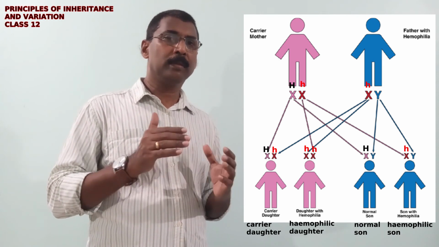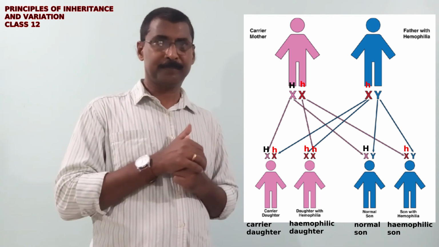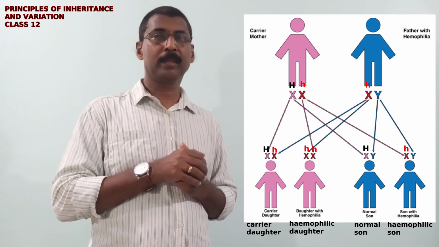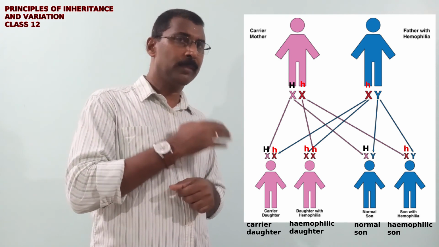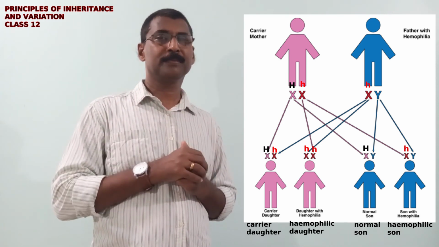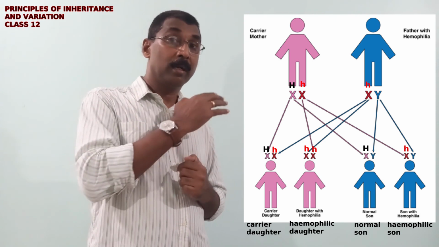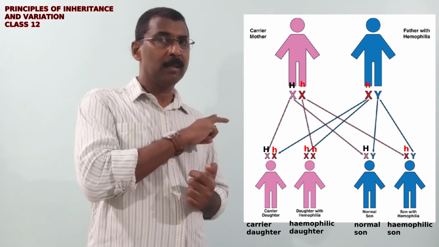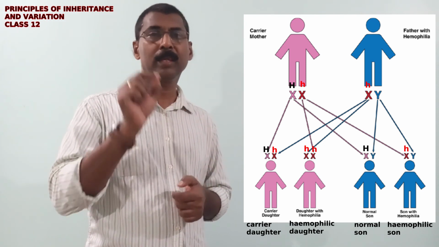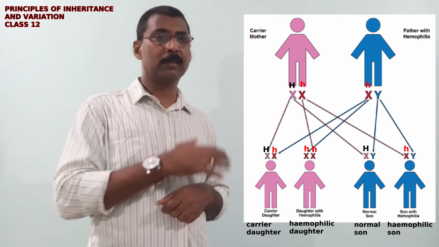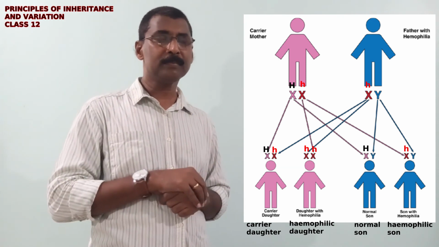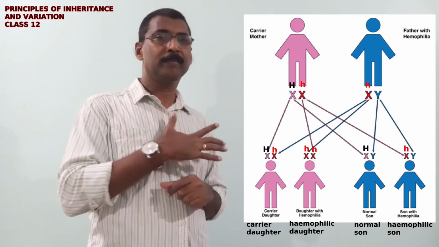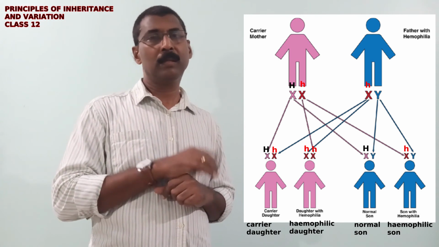Okay, now see how the children are produced. Among the females produced, half of the females are carriers and half, 50%, are hemophilic, because they get the recessive allele on both X chromosomes. And what about the males here? Half of the males are normal and half of the males are hemophilic.